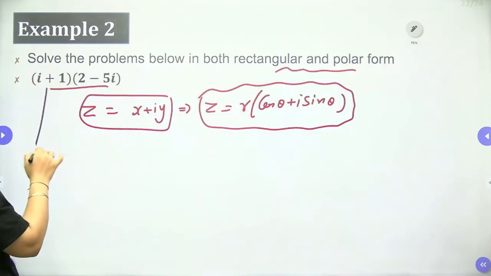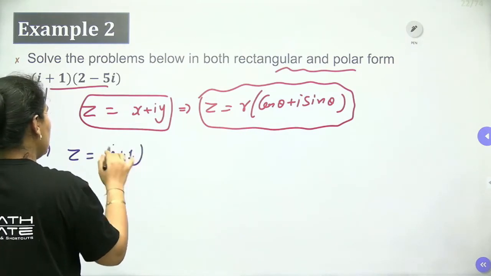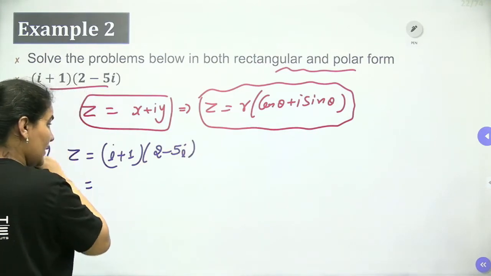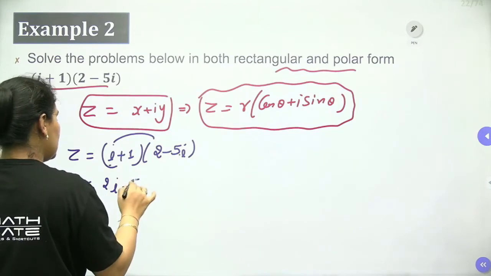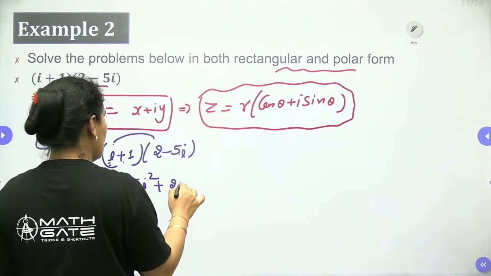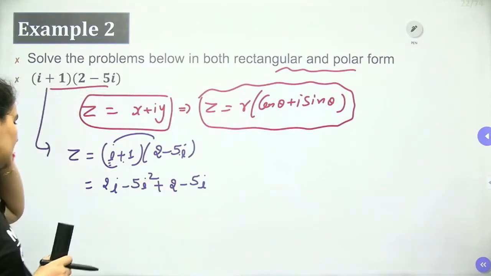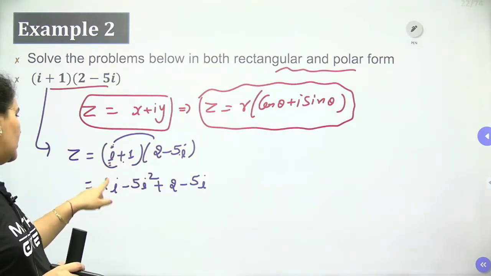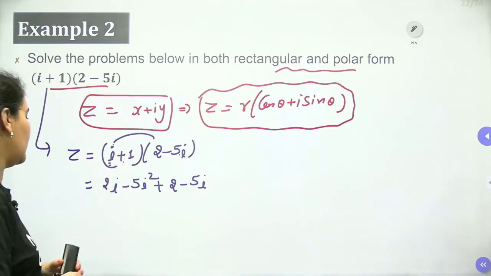So first of all, we will convert this one, as z is equal to iota plus 1 into 2 minus 5 iota. So we can see it's not in a standard form. Let's convert it. So when we multiply iota into 2, it will be 2 iota minus 5 iota square, plus 2 and minus 5 iota. We can see from here, iota into 2 is equal to 2 iota minus 5 iota square plus 2 and minus 5 iota.